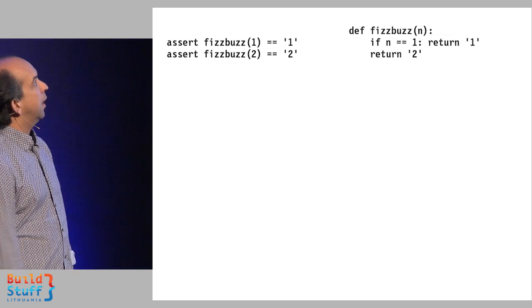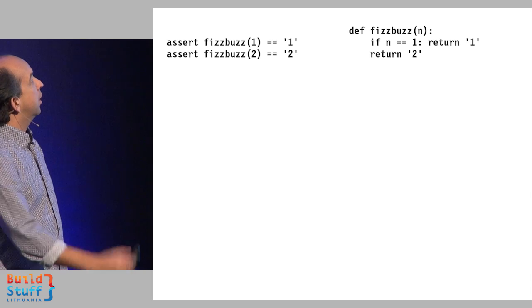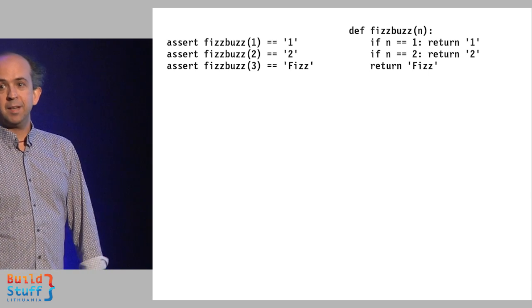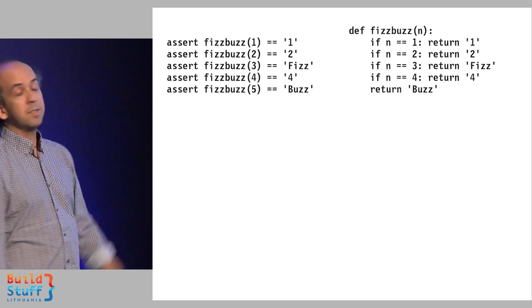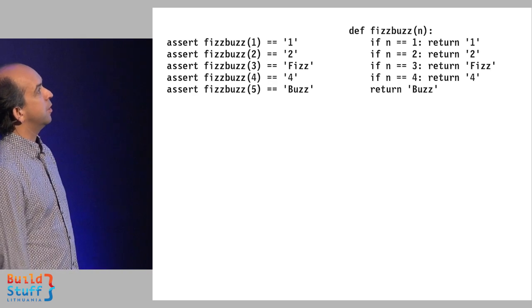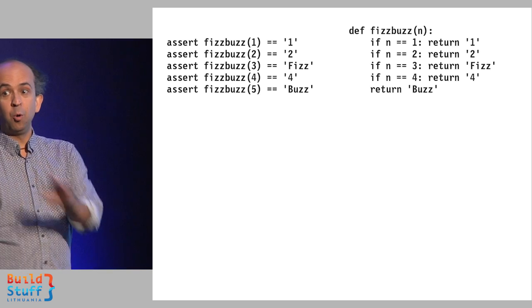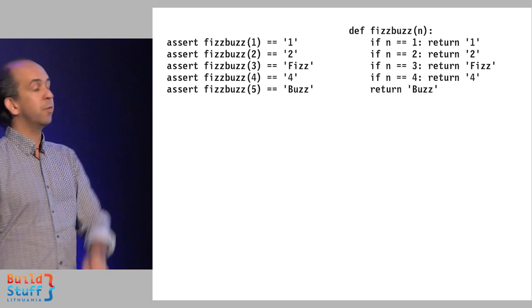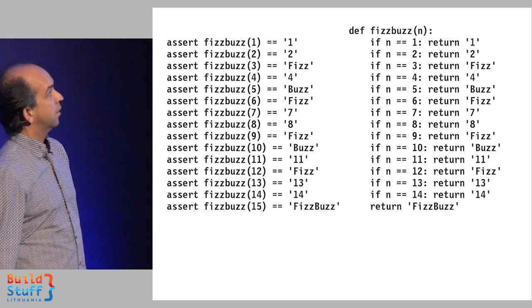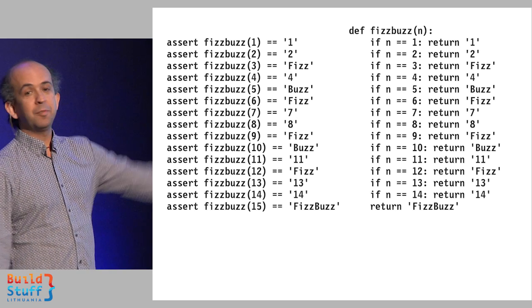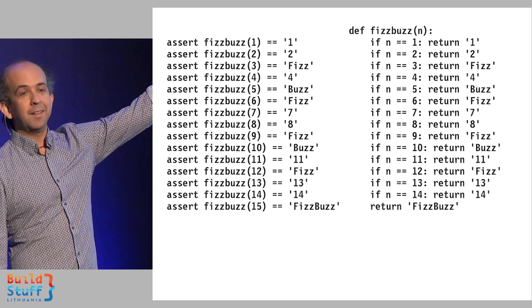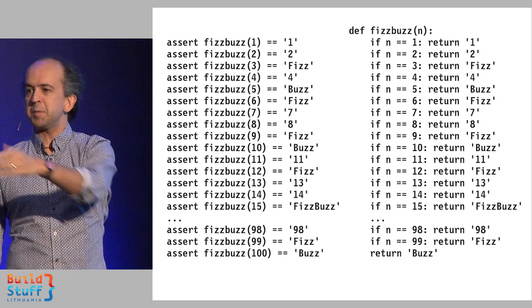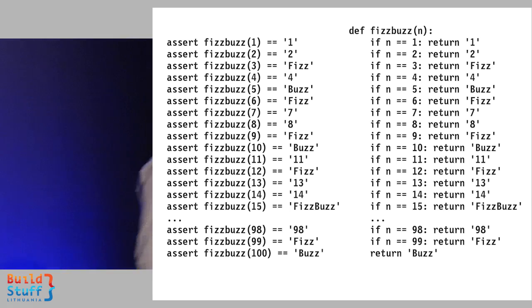Brilliant. 2, yep, change the code. 3, oh, fizz. Anything divisible by 3, fizz. And 4 is 4, anything divisible by 5 is buzz. You see, this is really classy code. We get all the way up to 15, which is divisible by both 3 and 5, and that's fizzbuzz. You've got a job for life if you write code like this, okay? And obviously, hang on, what was the problem spec? All the way up to 100, done.